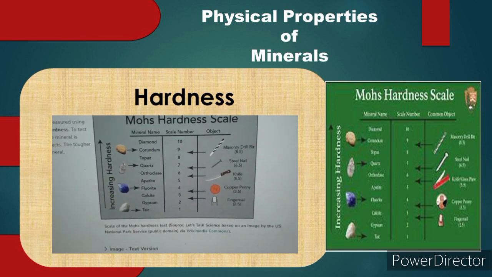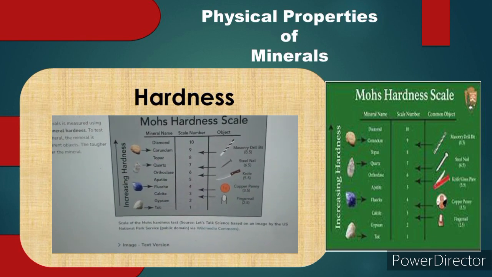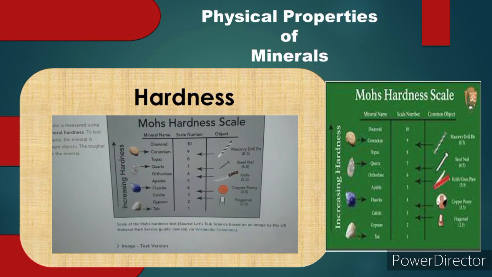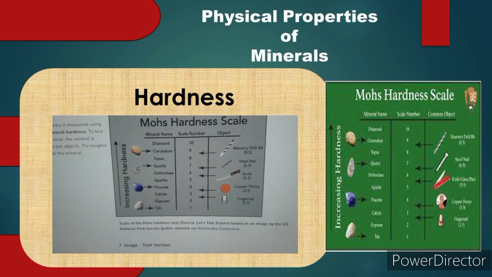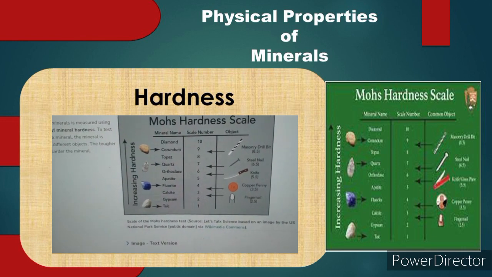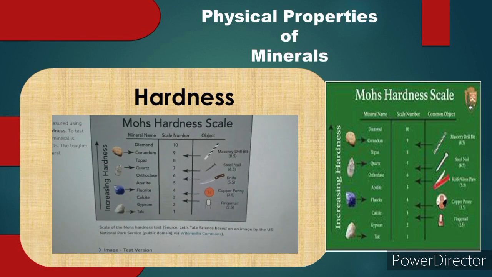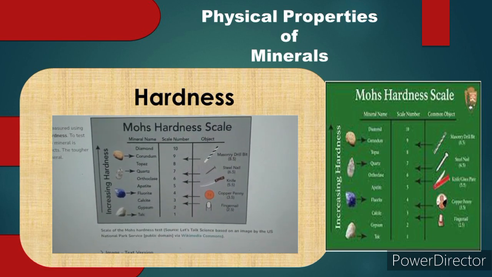Halimbawa na lang po itong talc tsaka itong gypsum. Yung talc is may scale number na 1 and gypsum is may scale number na 2. Pagka in-scratch mo sa talc, yung talc is magkakaroon ng powder. Doon mo malalaman na yung gypsum is mas matigas kaysa sa talc.